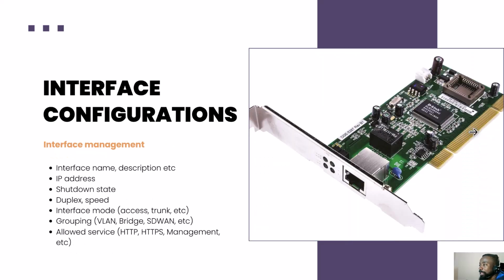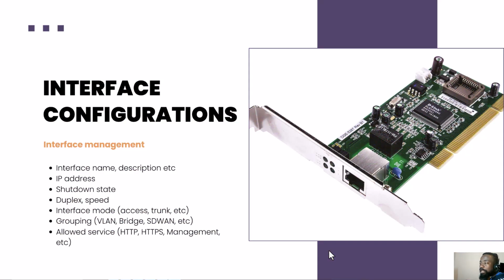Like we explained last time, the interface configurations are configurations that can be done specifically on an interface, right? These configurations can affect a lot of things. They can affect how you access that interface. They can affect the speed on that interface. They can affect what kind of traffic is transmitted on that interface. So there are a couple of things that interface configurations can help you achieve.